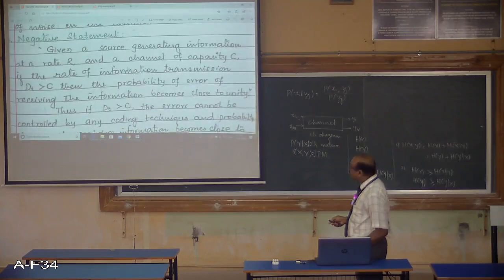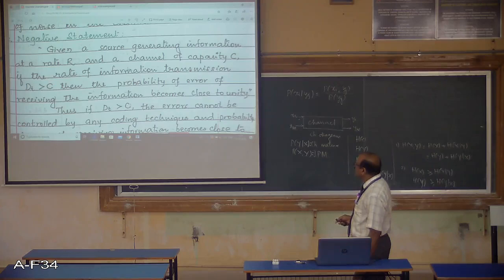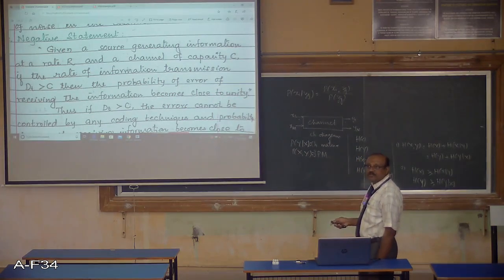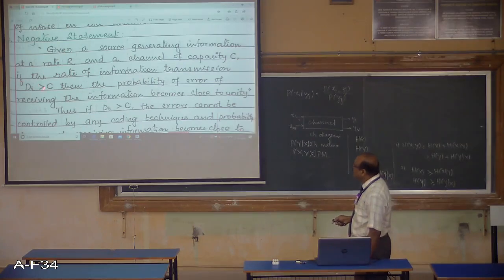The negative part is, if the rate of data transmission exceeds the capacity, then the probability of error of receiving information becomes close to unity. The probability of error reaches unity. So that means we lose the information at the receiver when the rate of information transmission exceeds the capacity.